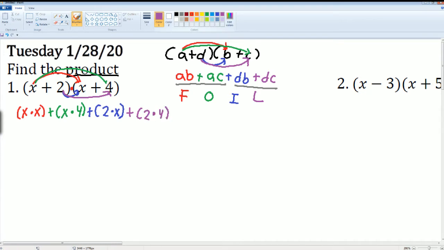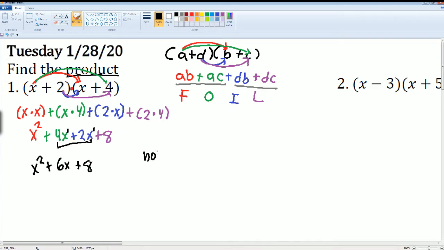All right? So x times x becomes x squared. X times 4 is 4x. 2 times x is 2x. And purple, which is 2 times 4, becomes 8. Here we can simplify. I would like you to notice that these two are like terms. This has x to the power 1, and here you have x to the power 1. So these two can combine. So your answer would be x squared plus 4x plus 2x becomes 6x plus 8.